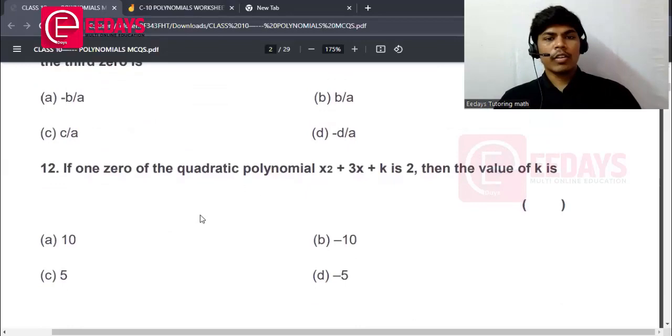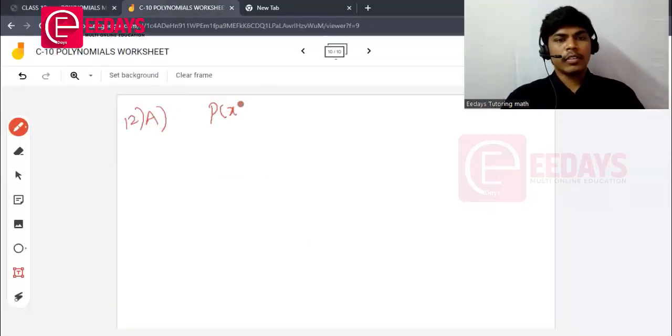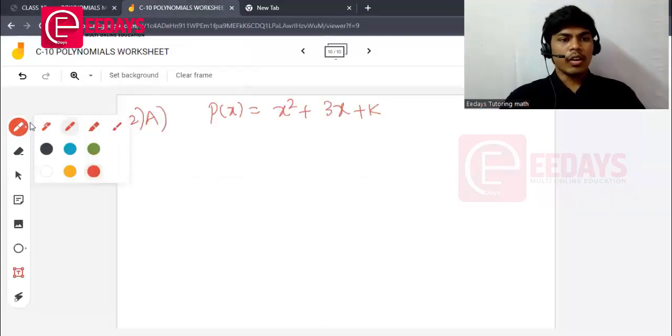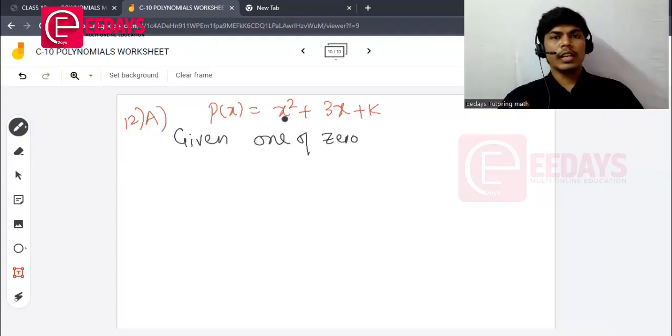The same type of question. Observe here: if one of the zeros of the quadratic polynomial x square plus 3x plus k is 2, they already gave it, find the value of k. How to do this one? Let's write the equation first. The polynomial equation is x square plus 3x plus k. Already one zero is given, and this is a quadratic equation.